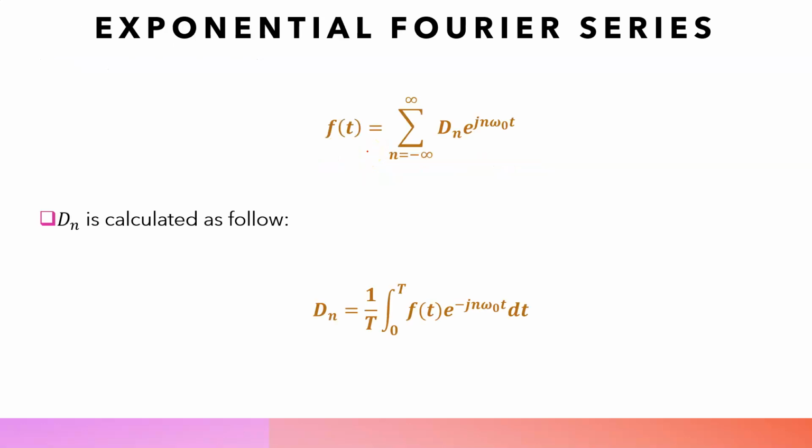There is another representation of the Fourier series, which is known as the exponential Fourier series, represented by this formula over here, which is a summation from n equals minus infinity to infinity, and this Tn is the coefficient that we can calculate using this formula. So you multiply the signal with this exponential function and then integrate through the period.